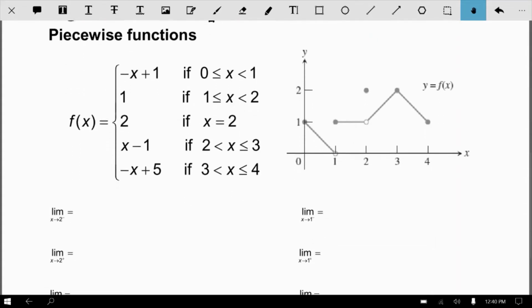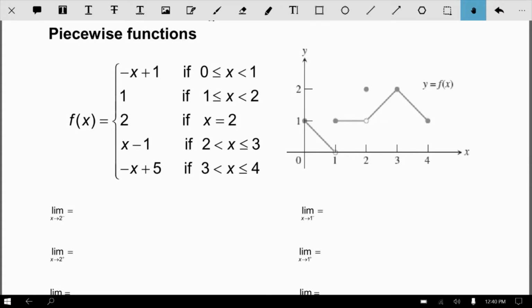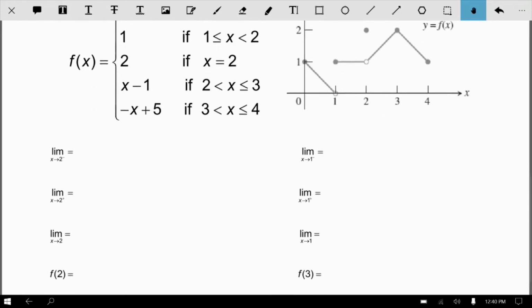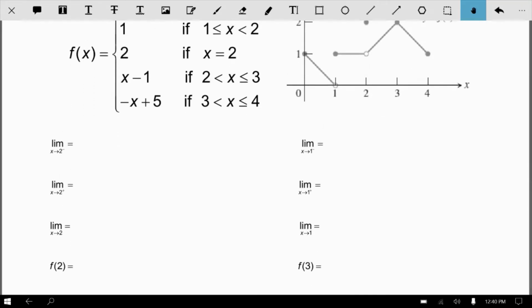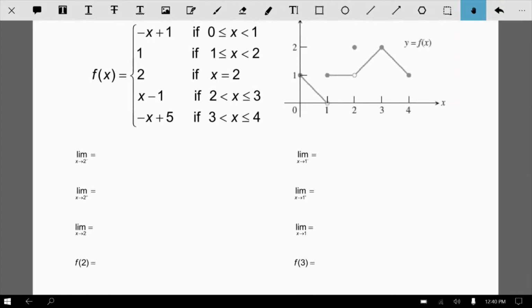Okay, so what we have down here is an example that I want you to try. It is a graph that's been created. It's a piecewise graph, and they ask you for a bunch of information about limit values and function values. So what I want you to do is pause the video and try to answer these 8 questions. And when you've got them all done, unpause the video and I'll go through the solutions.